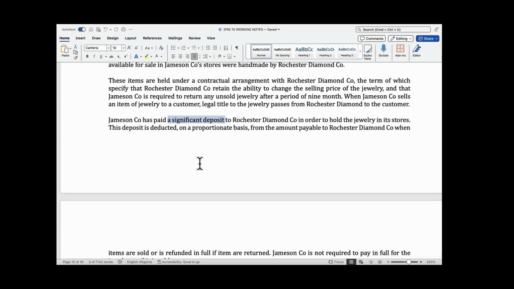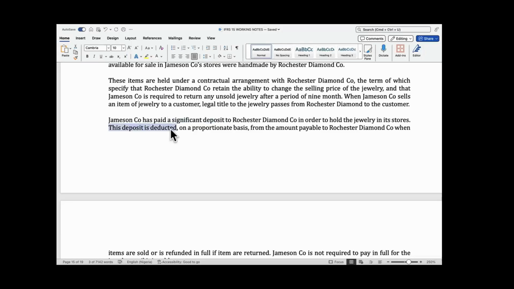This deposit now, I think, is to gain at least, should I say, control over the jewelries, and it will be a liability now to Rochester. Yeah, that's correct. So it's a liability to Rochester. In Rochester's book, he would treat it as a liability. But in Jameson's book, he would treat it as a receivable. That's correct.